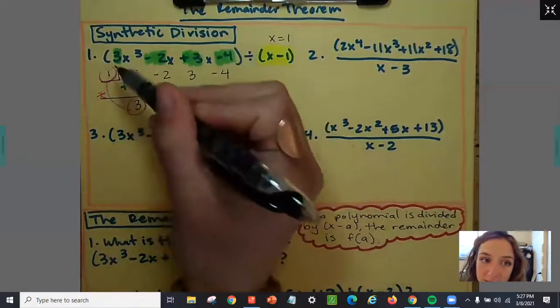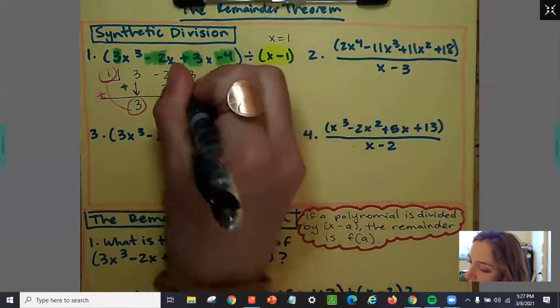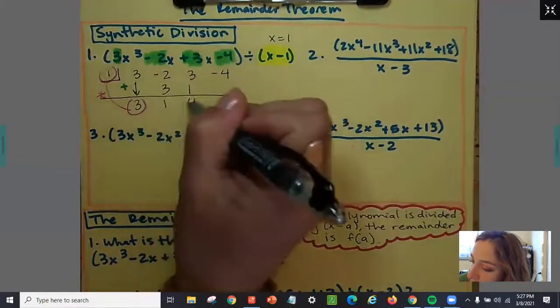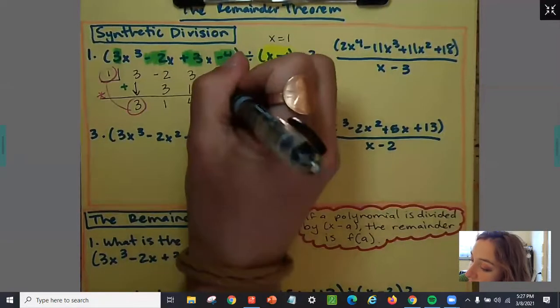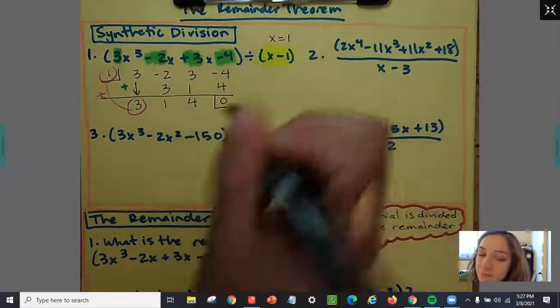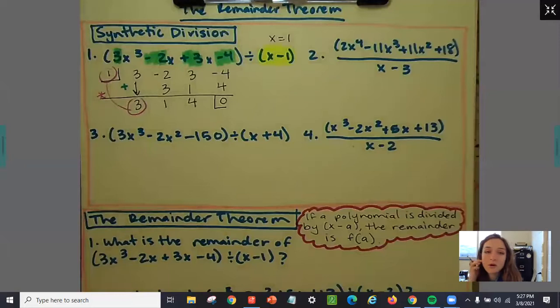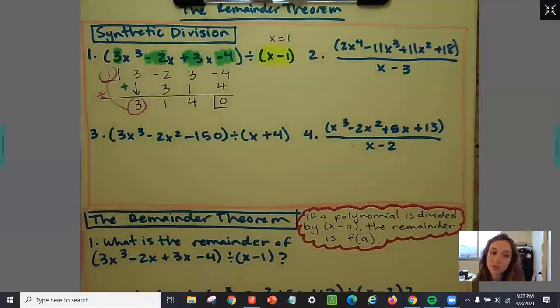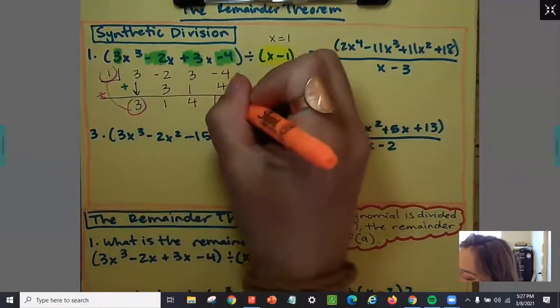Then we're going to multiply again, so 1 times 1 is 1. 3 plus 1 is 4. Multiply 1 times 4 is 4. And then negative 4 plus 4 is 0. Okay, so whatever we get left over is going to go in a little house, and this is our remainder there at the bottom. So let's just draw a little arrow and say this is our remainder.